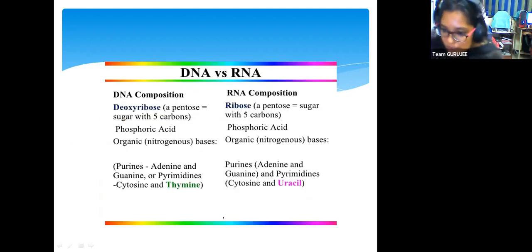Okay, so these are the differences between DNA and RNA. The first thing is sugar: deoxyribose in DNA, ribose in RNA. Then another important difference is that DNA contains thymine, RNA contains uracil.